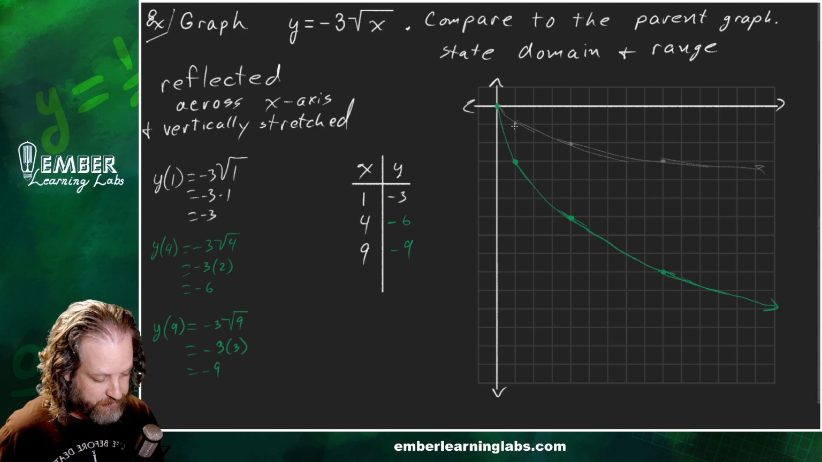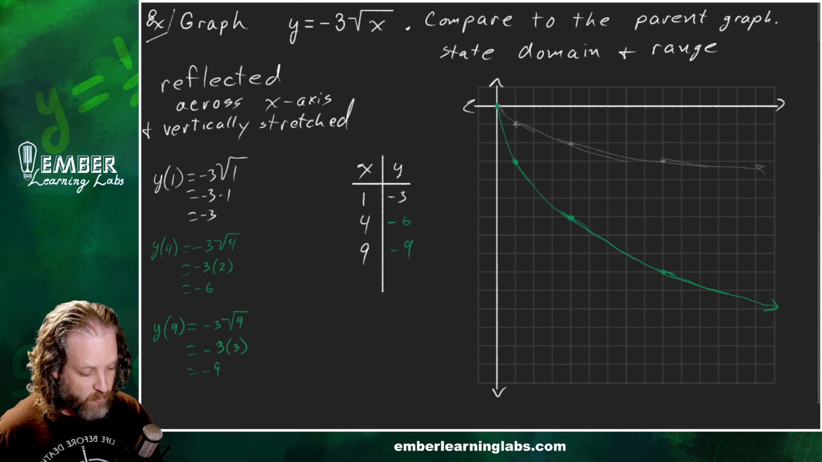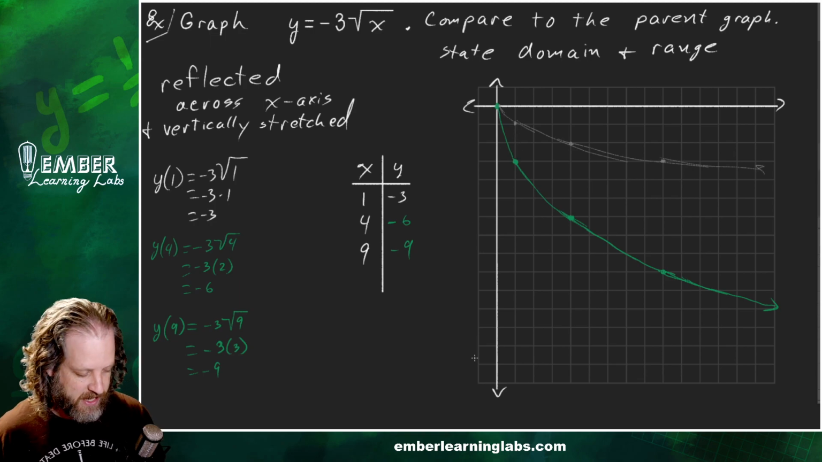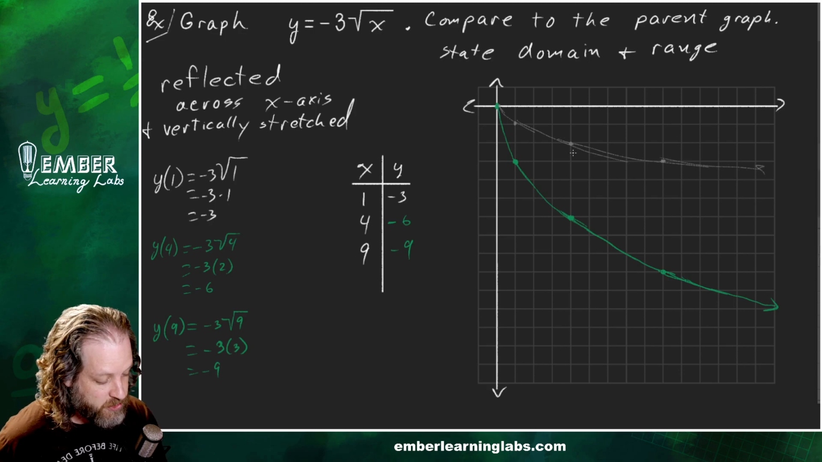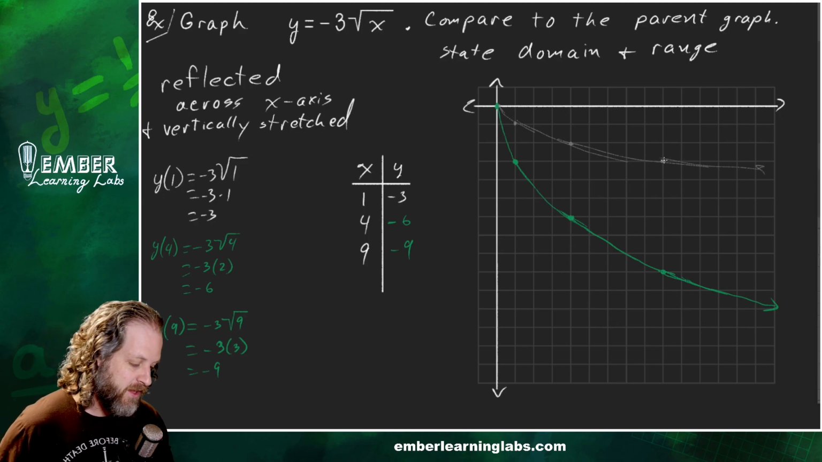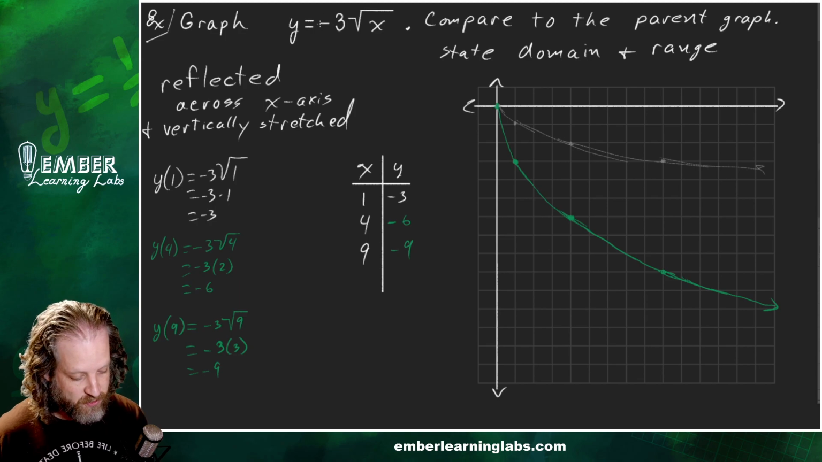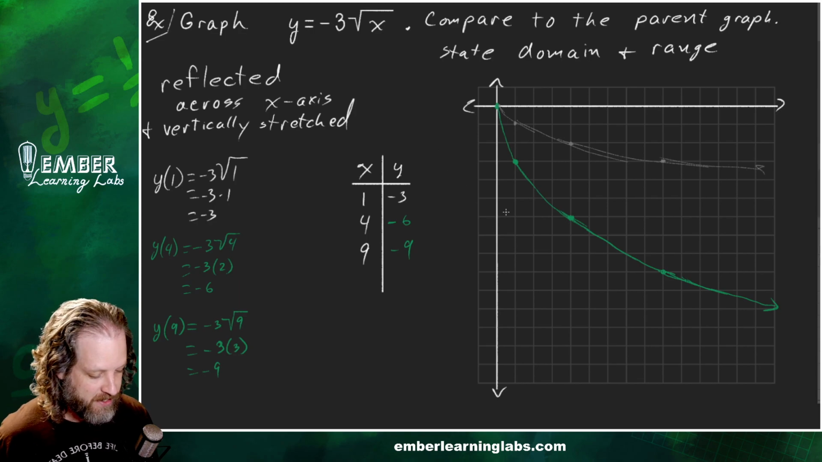If we compare those, 1 times 3 is 3. Again, it's negative because of the negative, right? And so 2 times 3 is 6, and 3 times 3 is 9. So it's stretched by 3, right?